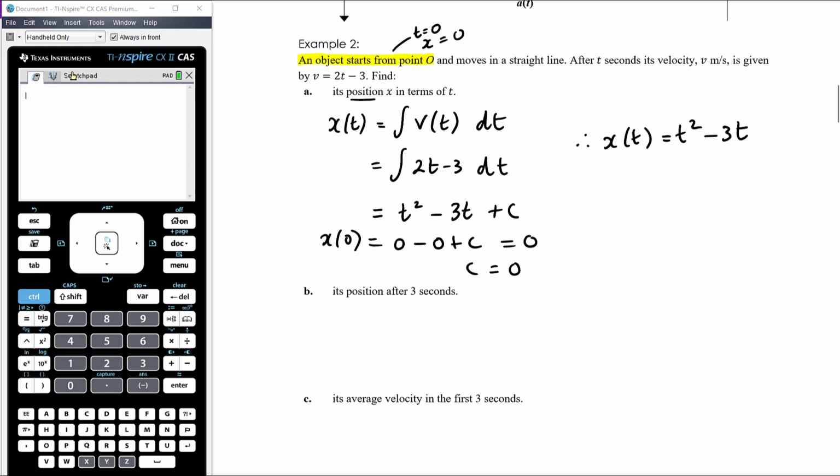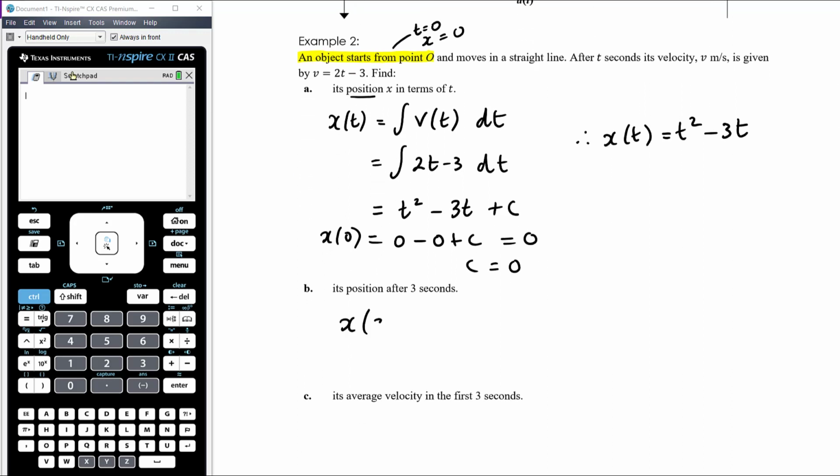Part B, find its position after 3 seconds. So that is displacement after 3 seconds. So that's 3 squared minus 3 times 3. So 9 minus 9. So 0 meters. So it's back at O after 3 seconds.